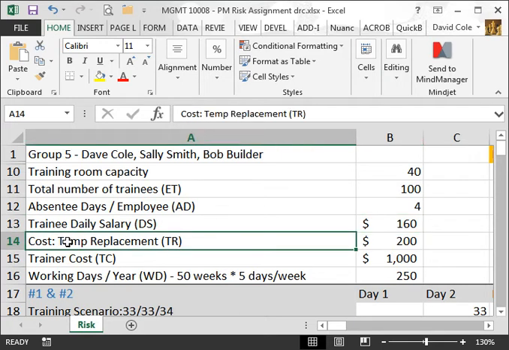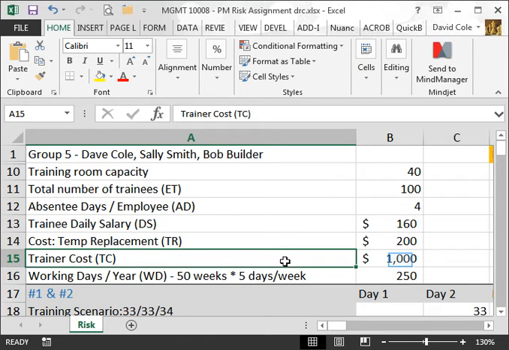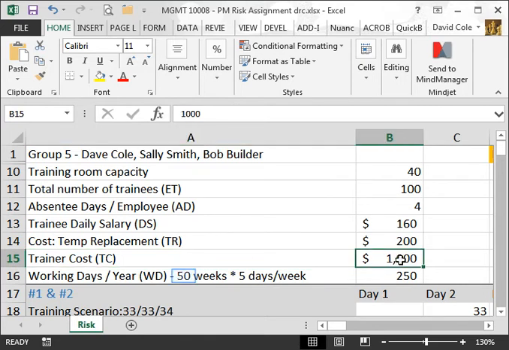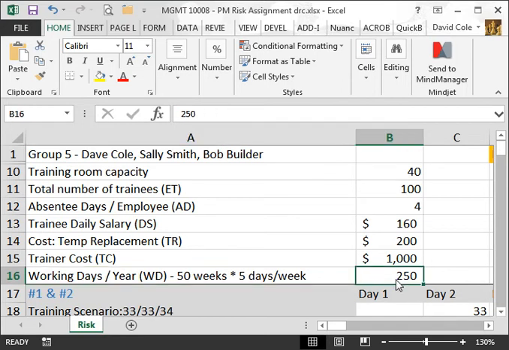The next variable we input will be the temp replacement people for those who are being trained, TR, and again we've set that at a higher dollar value of $200. Again, they're on contract and only for the duration of the training session. We have the trainer cost, and again we've set that at $1,000 a day, and we have the calculation for total working days in a year, which happens to be 50 weeks times 5 days per week. We've taken 2 weeks off for vacations. Again, we have the $250 value.